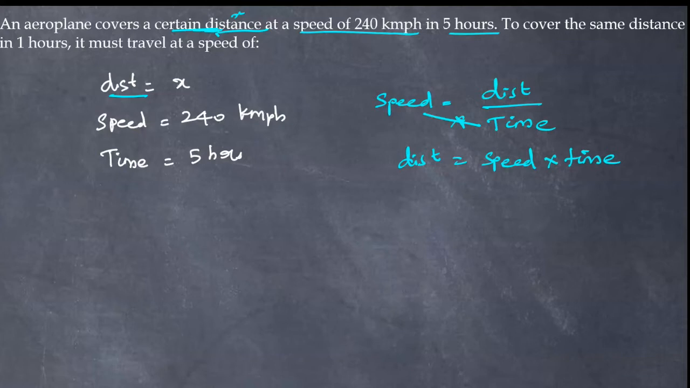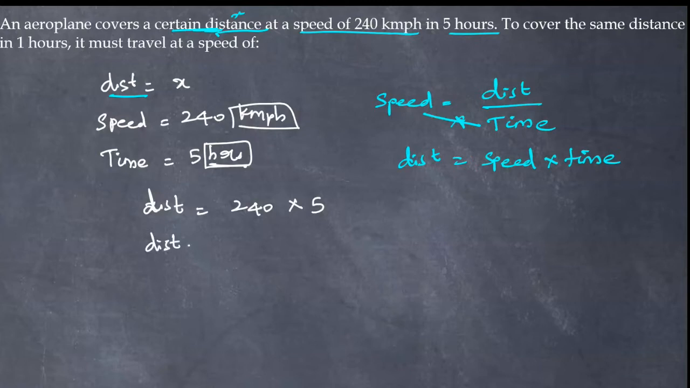Therefore, x, which is distance, equals speed, 240 km per hour, into 5. Time is hours. Since this is given in kilometer per hour, we are just taking it as it is. So therefore from this we know that distance equals 240 into 5, which is 1200. So the distance we got here is 1200 kilometers.